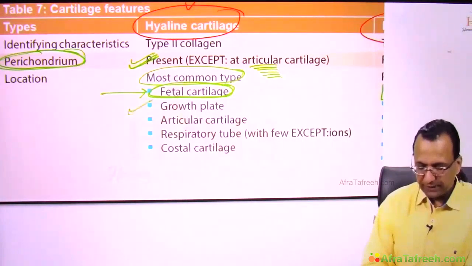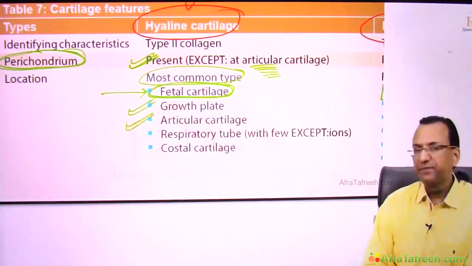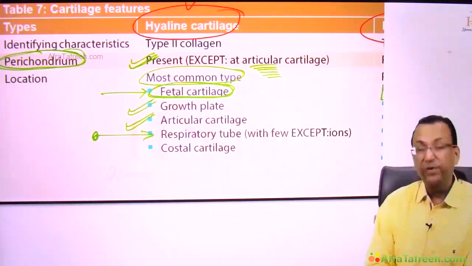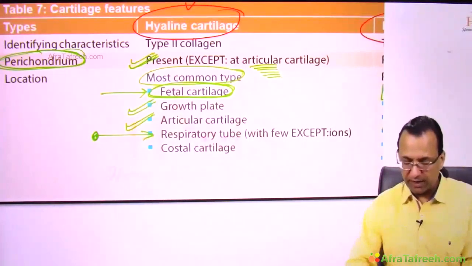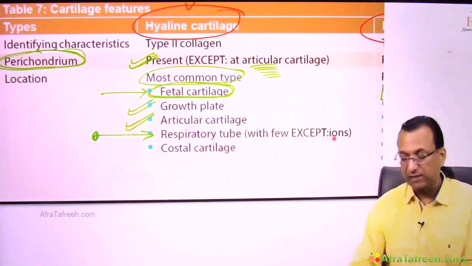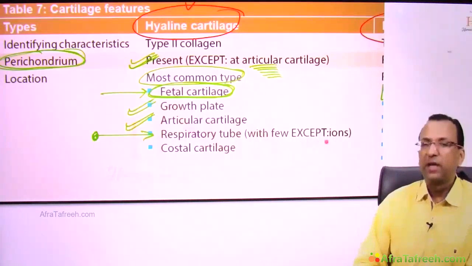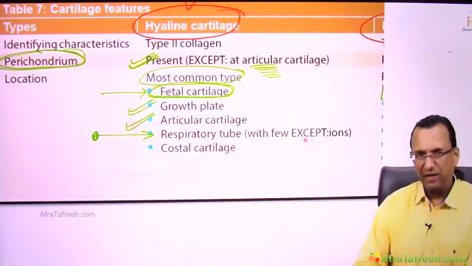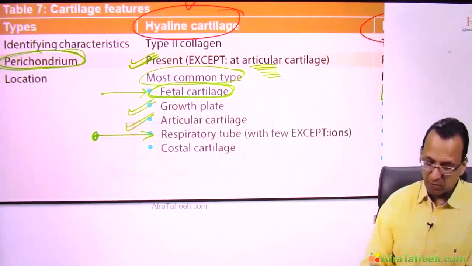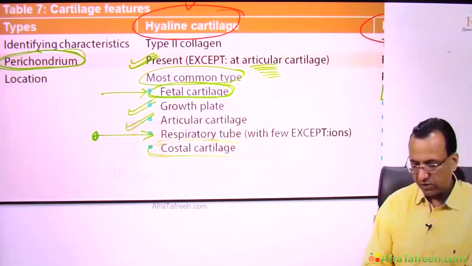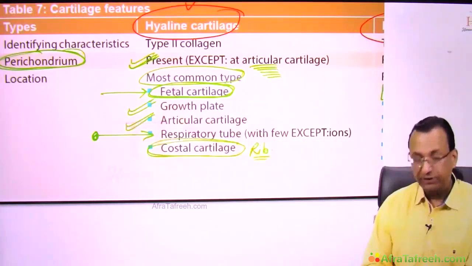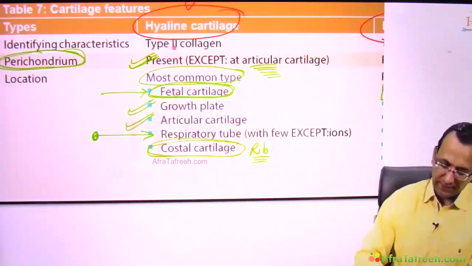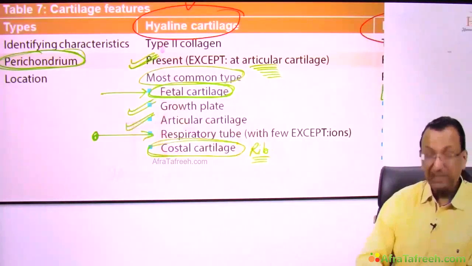What about the growth plate and articular cartilage? They are the hyaline variety. What about the respiratory tube? We have told you most of the respiratory tube is hyaline, with few exceptions. You already know the exceptions, like the tip of the arytenoid, corniculate, cuneiform. That was not hyaline, that was elastic. What about costal cartilage? That is rib cartilage, and it is also the hyaline variety. So try to memorize some of the examples of hyaline as well.